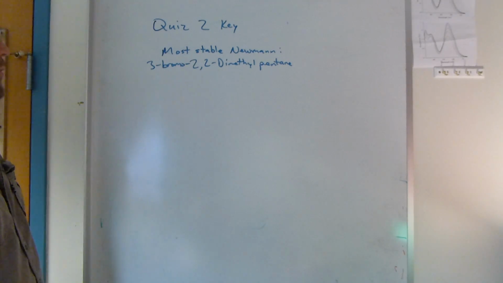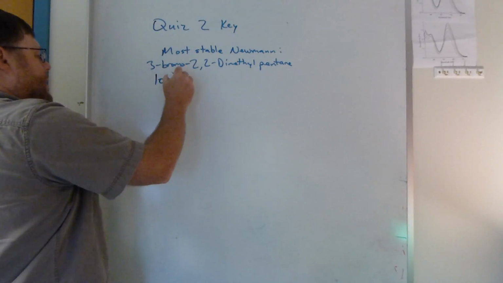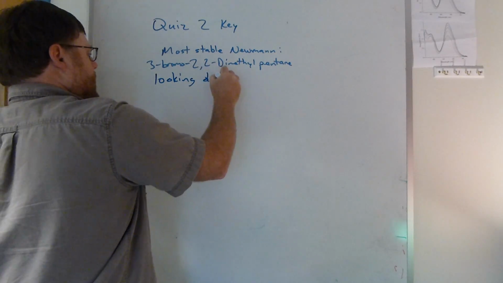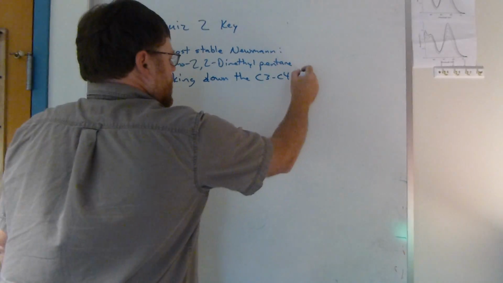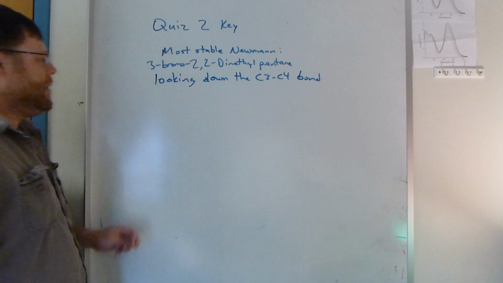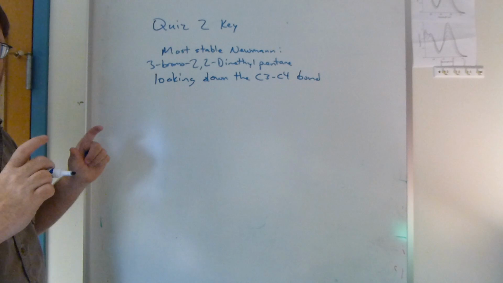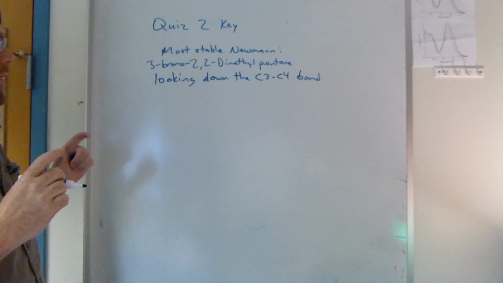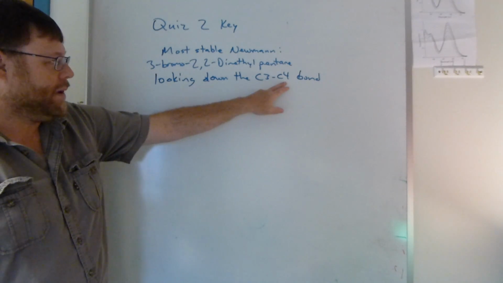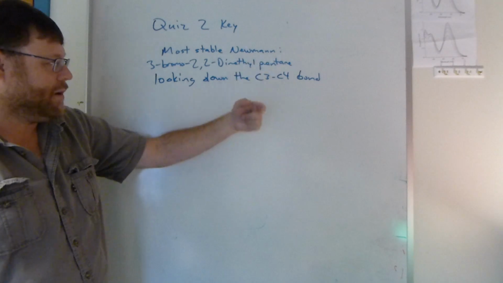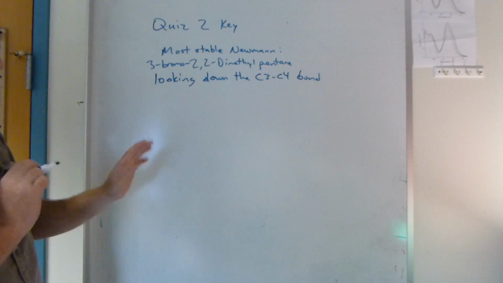I ask you to draw the most stable Newman projection for 3-bromo-2,2-dimethylpentane, and I specify that you're looking down the C3-C4 bond. Okay? I think a few people were confused by this. When I say looking down, I mean that that's the bond that we're using as the basis for the Newman projection. So either the C3 carbon is in front and the C4 carbon is in back, or the C4 carbon is in front and the C3 carbon is in back. Those have to be the two carbons that we use to base the Newman projection on.